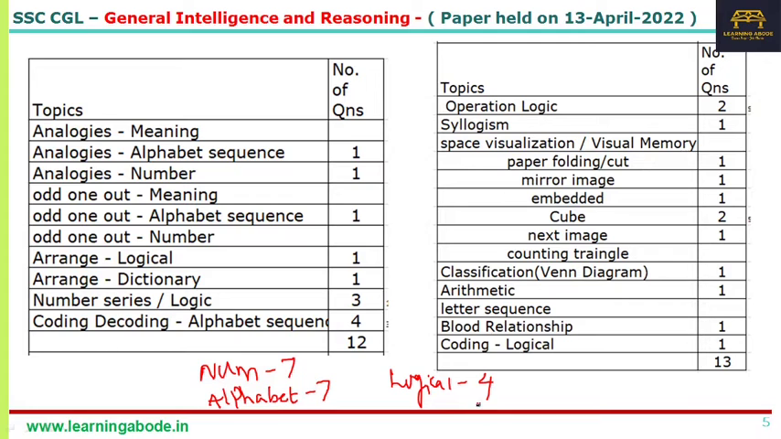Then image based questions. In this you have about 7 questions, for a total of 25 questions. So these are the 4 major categories. This kind of categorization helps us. In this video, I'll be solving the 25 questions asked in the 13th of April 2022 SSC CGL paper, shift 1. Now let's move on to the questions.